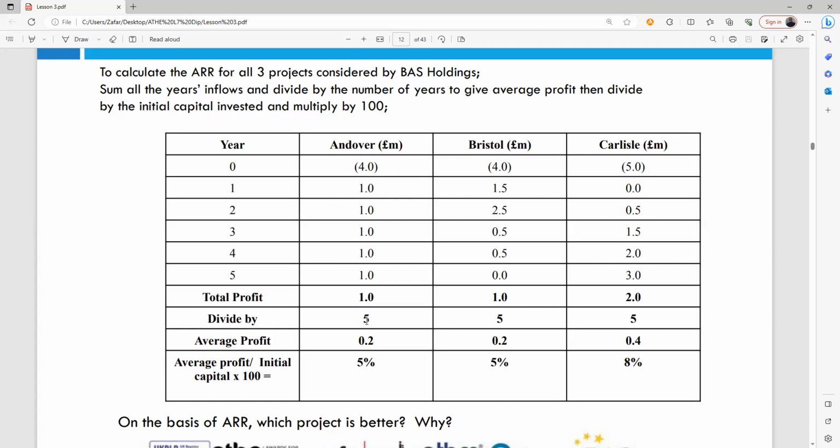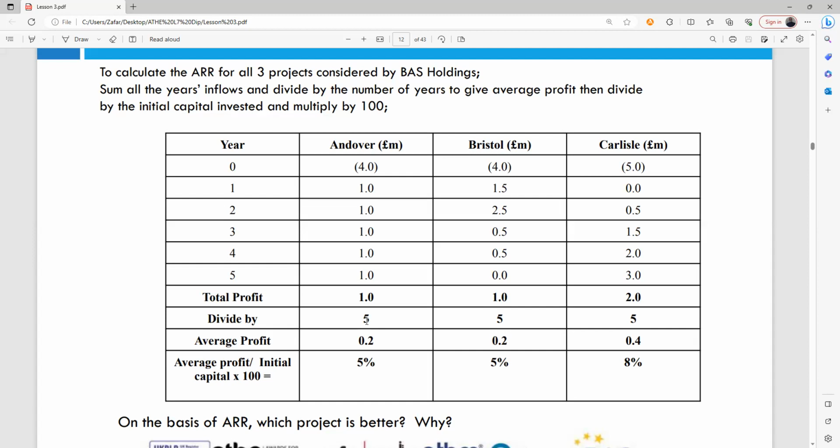Then I divide it by the amount of years, so 5, and then I multiply it by 100. So I get the percentage. Yes, right, so you get the percentage. You add the total profits, which is 5, divided by the number of years, which is 5, that's 1, multiplied by the initial capital, which is 100%, which is the initial capital is 4, so you'll get a factor of 5%.